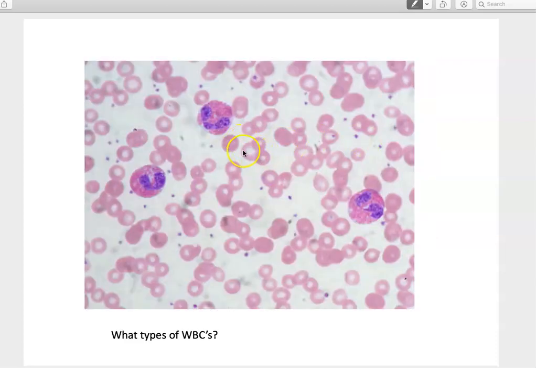Now look at these guys. This one's real easy to tell. How many lobes? 2. What's the color of the granules in the cytoplasm? Pink. These are all eosinophils. And look at their size relative to the red blood cells. You can see some platelets in the background here also. All these little dots are platelets.